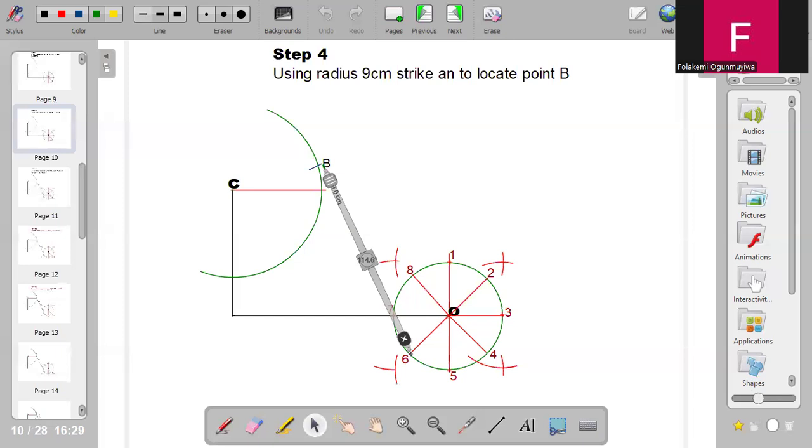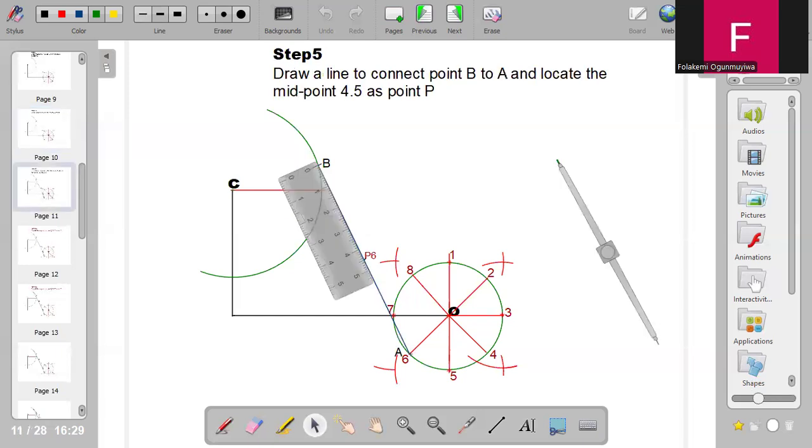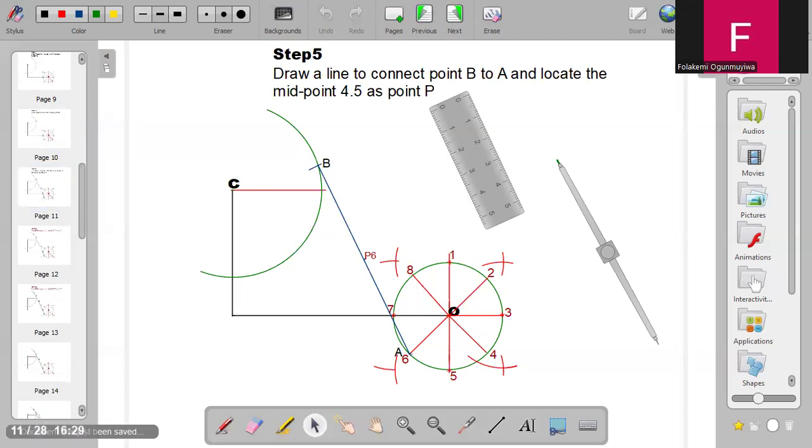After doing that, the next thing to do is connect that line. Use your pencil or your ruler, connect point 6 to the point where you put your 9 centimeter. That gives you point B. So you have point B along this arc. But you don't need to put B at every point. You can just put it at the initial point, which shows that this is your point B. Then you can connect a line from C to show the line that goes from C to B.